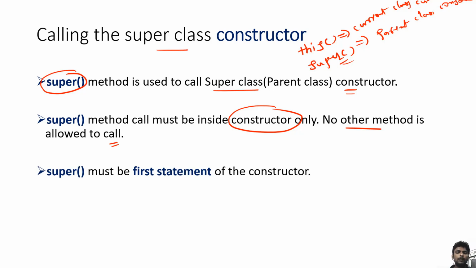Next point, the super method must be the first statement of the constructor. Suppose you write the super method on the second or third line, you will get a compile time error. The rule is clear: the super method must be the first statement of the constructor.